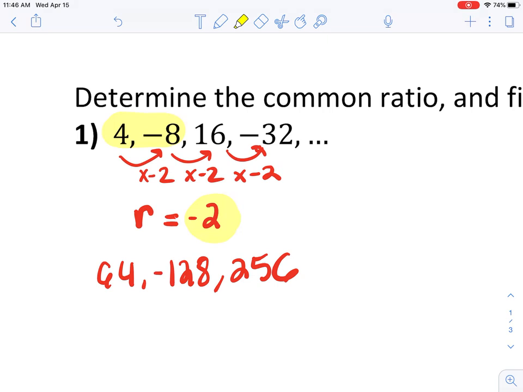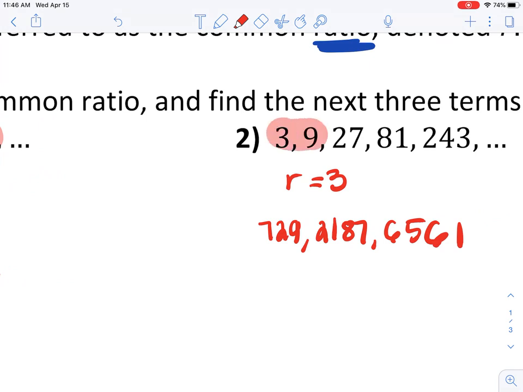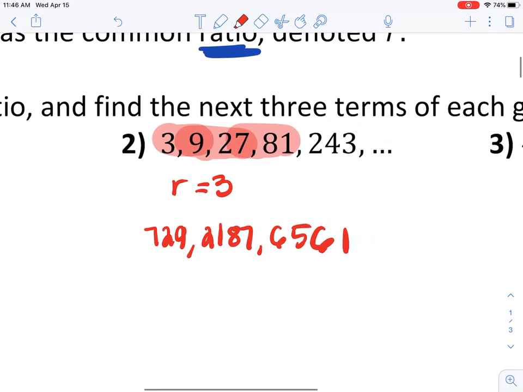Negative 8 divided by 4. Looking at these two terms, how can I get a negative 2? 16 divided by negative 8. Negative 32 divided by 16. Those are all negative 2. 9 divided by 3, that's 3. 27 divided by 9, that's 3. 81 divided by 27, that's 3. So that's where our common ratio comes from.